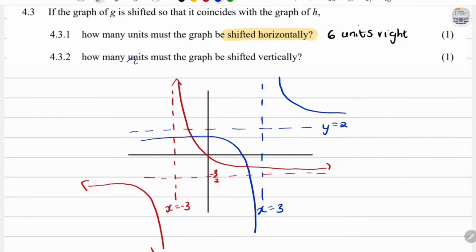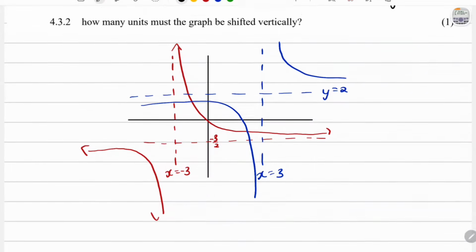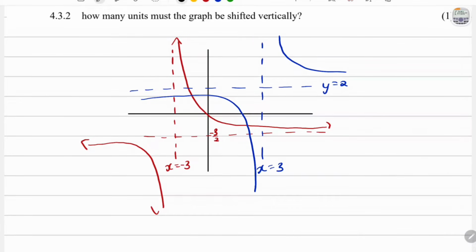Then this one, how many units must you shift the graph vertically? What will control that is your horizontal asymptote. For this line to shift, it can only move up and down. It can't move to the side. If it moves side to side, it's not going to change. It's still going to pass -3/2. So you know here that the horizontal asymptote on the graph of H is 2.